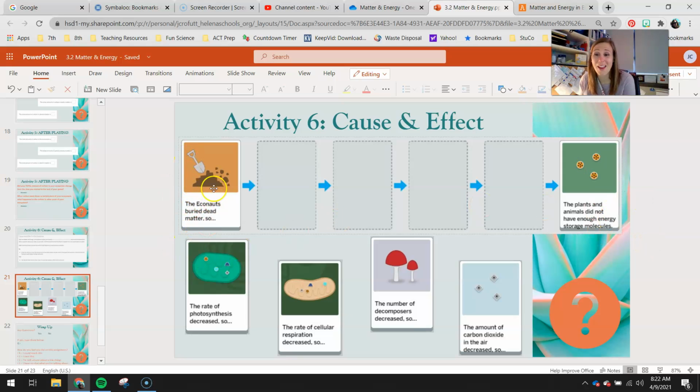So your very first thing that happened was that the econauts buried dead matter. So what happened next? And your goal is to get to the plants and animals not having enough energy storage molecules. So what happens when the econauts bury the dead matter? Find the next card you have out here and fill that spot, and then it should be a big long system of cause and effect. So place these 4 cards in the correct order to show the sequence of what happened in this cause and effect relationship to cause the plants and animals to not have enough energy storage molecules.